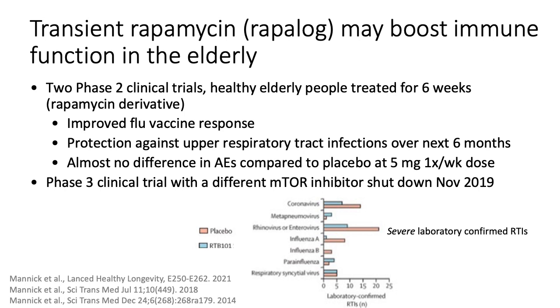The other thing that happened in that phase three was that in the two phase twos, they could use laboratory confirmed infections as the endpoint. For some reason, the FDA decided that it would be better in the phase three to use patient-reported infections. And if you guys think about that, that's going to be noisier, I think, for sure, right? People feel sick all the time when they aren't.